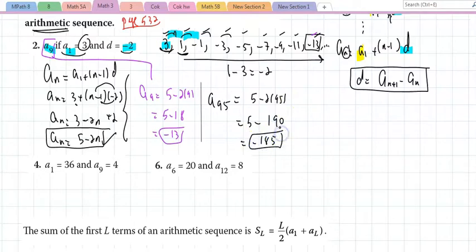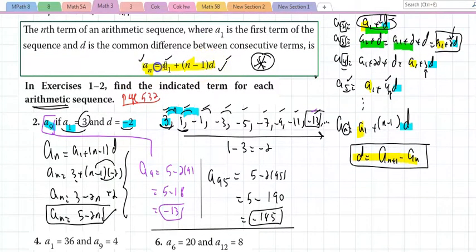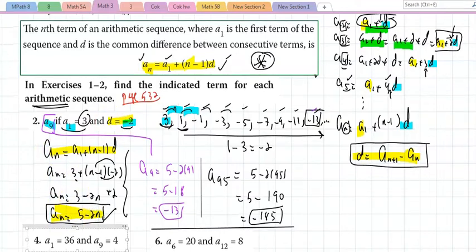I could find a sub 1000, a sub 2000 again. So we don't want to use trial and error. We want to find the general term by finding d every time. Here it's given. And plug it in the formula and figure out the general term for any sequence if possible.